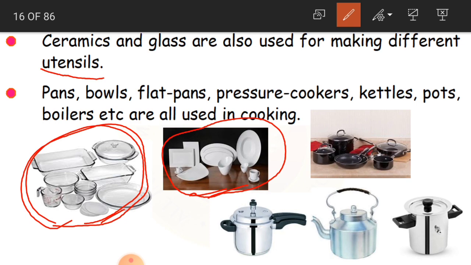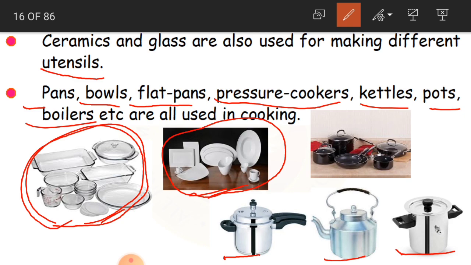Clear, children? Yes. Now pans, bowls, flat pans, pressure cookers, kettles, pots, boilers, etc. are all used in cooking. So we are going to use all this. See, I have given you some pictures of these. This is the cooker, this is a kettle, this is a boiler, like a milk boiler. As the cooker is used for preparing rice, curries and dal, these boilers are used to boil the milk.